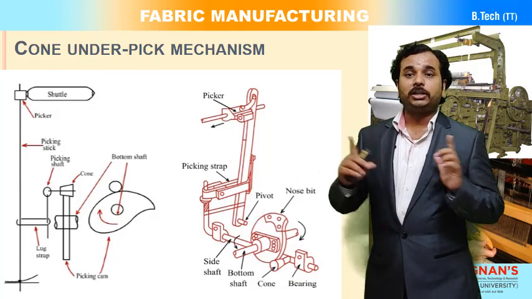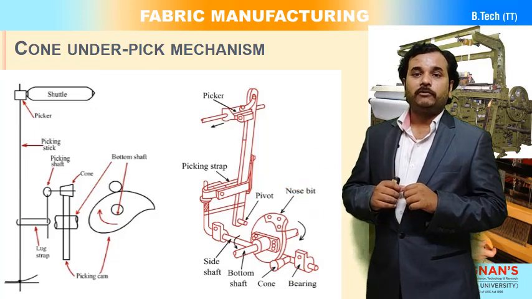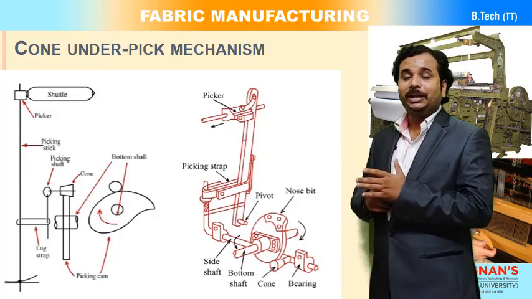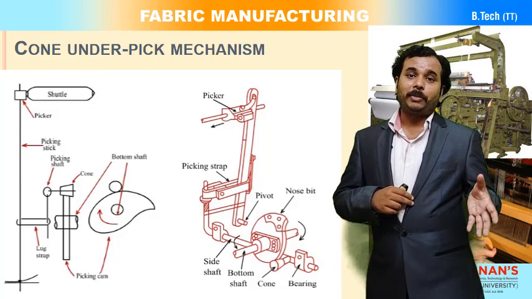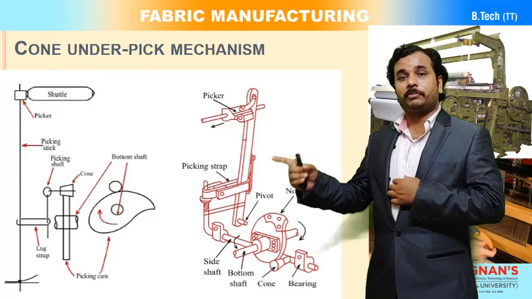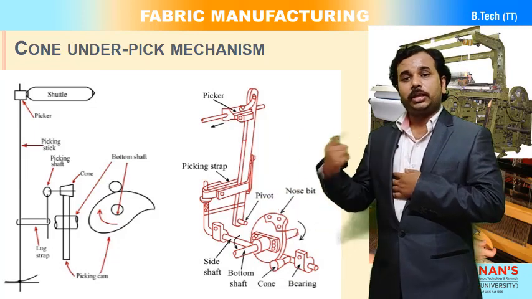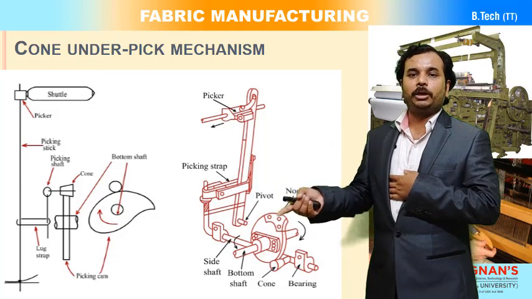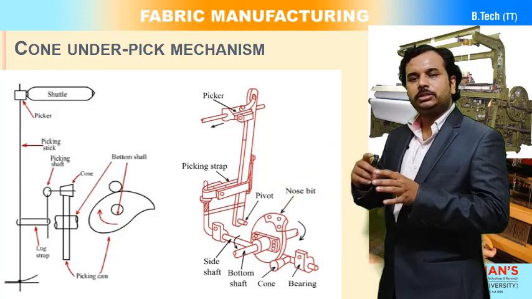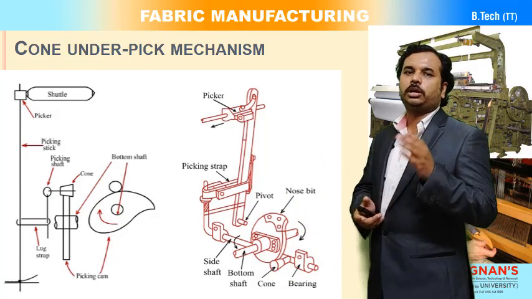Sequentially, one after the other it is going to work. For example, if the shuttle is transferring from left side to the right side, left side picking mechanism will work. And after transferring, the shuttle has to come from the right side to the left side. Then in that case, right side picking mechanism will work. Like that, alternatively, these two sides of the picking mechanisms are going to work.